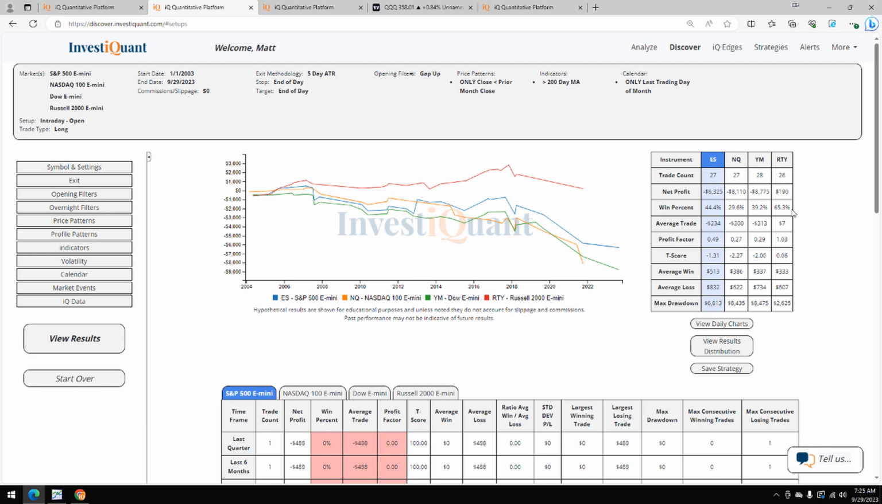Win rates on these coming in a bit mixed. S&P 44% of these have closed above the opening print. For the NASDAQ, it's about 30%. For the Dow, 39%. Russell's up at 65%.